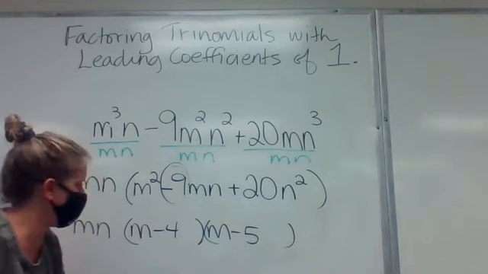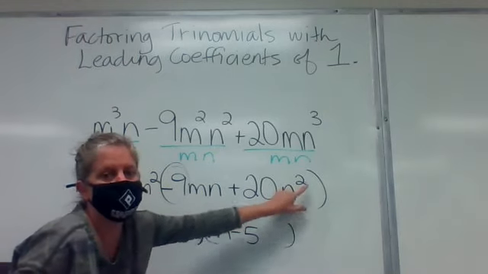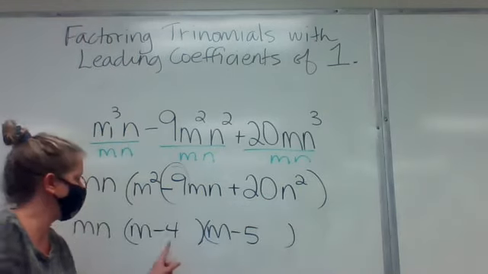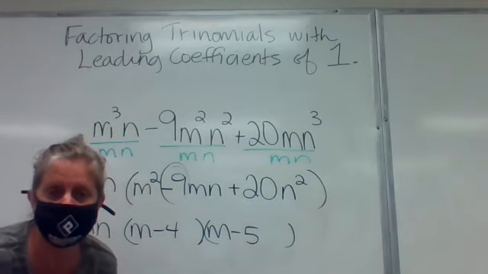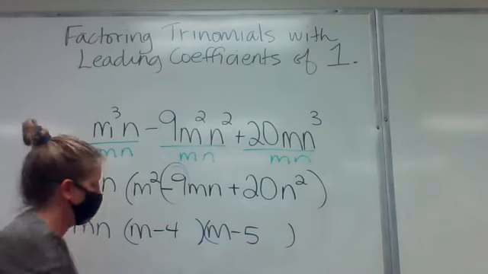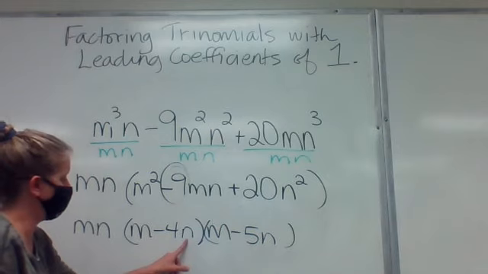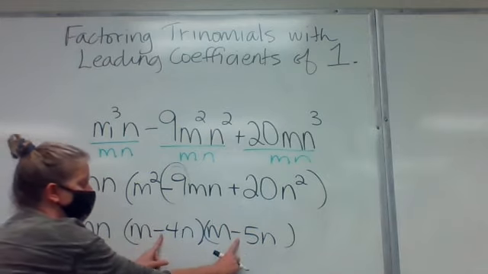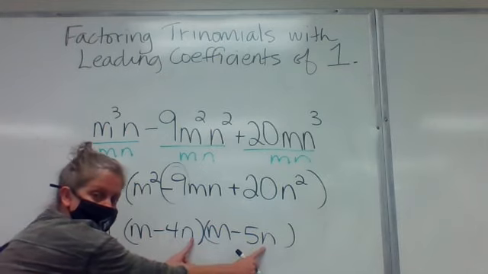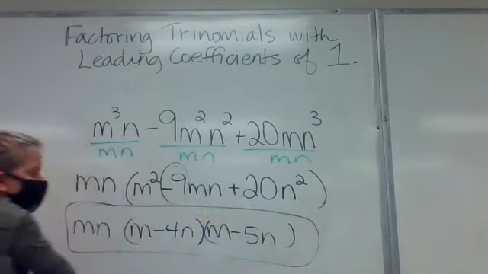But I don't just need +20. I need +20 n squared. Which means, what does this -4 and -5 need to have on it? How do you get n squared? N times n. So look, -4n times -5n gives you +20 n squared. That's your answer.